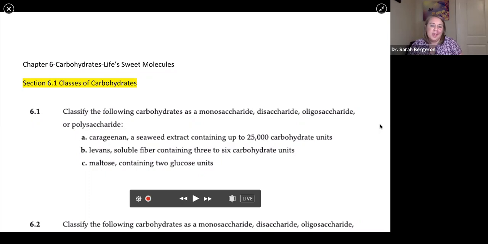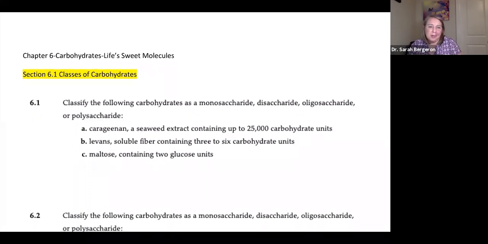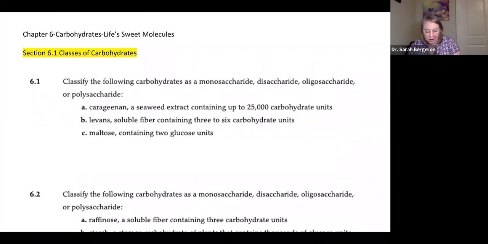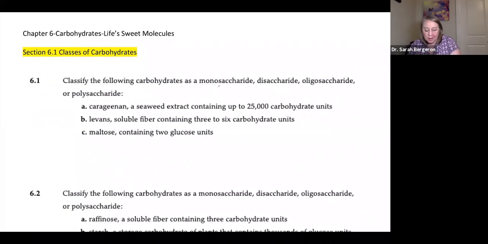All right, so here we got our 6.1 practice problems. Classify the following carbohydrates as a monosaccharide, disaccharide, oligosaccharide, or polysaccharide. The only thing I would say is to kind of write your numbers on top so that you know ahead of time. Poly is greater than 10. So kind of just keep that in mind so that before you start to answer these questions, you already know how you're going to classify them.